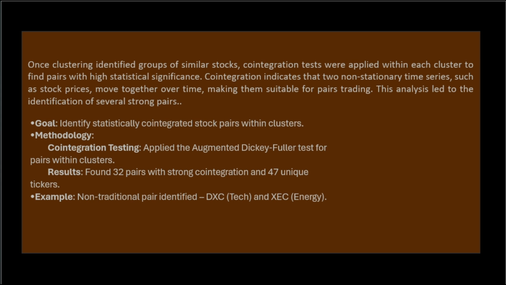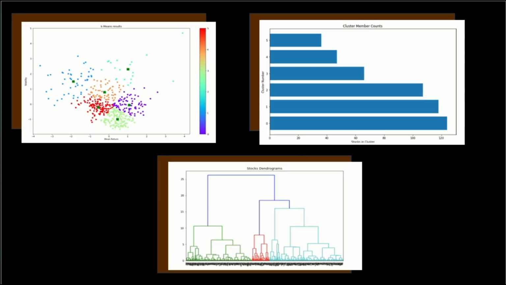Now, once the clusters were formed, we moved on to cointegration testing to identify strong stock pairs within each cluster. Cointegration is a statistical property that suggests two time series, like stock prices, move together over time, even if they are non-stationary individually. Using the augmented Dickey-Fuller test, we tested stocks within each cluster, identifying 32 stock pairs across 47 unique tickers.